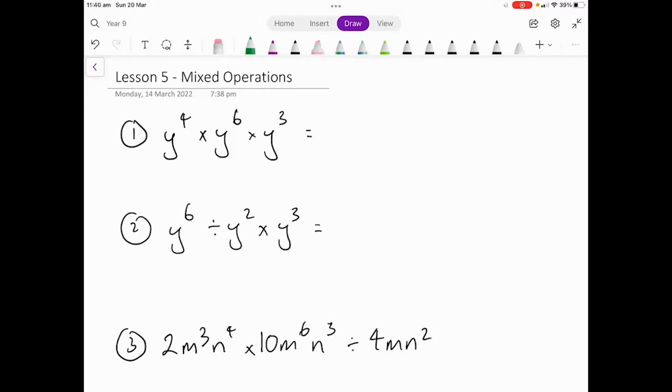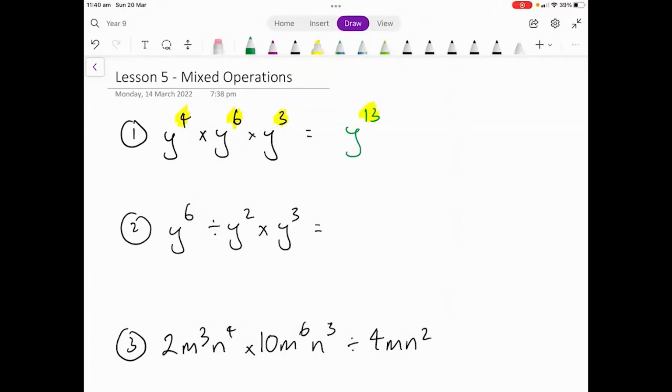So question number 1, we have y to the power of 4 times y to the power of 6 times y to the power of 3. That's 3 terms there multiplied. We still add the powers because that's what the multiplication law tells us. So 4 plus 6 plus 3, that's 13. So the answer is y to the power of 13.